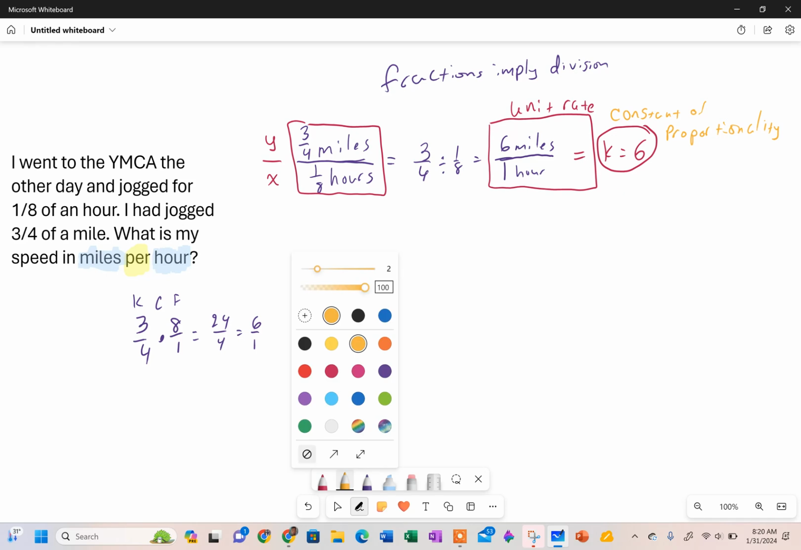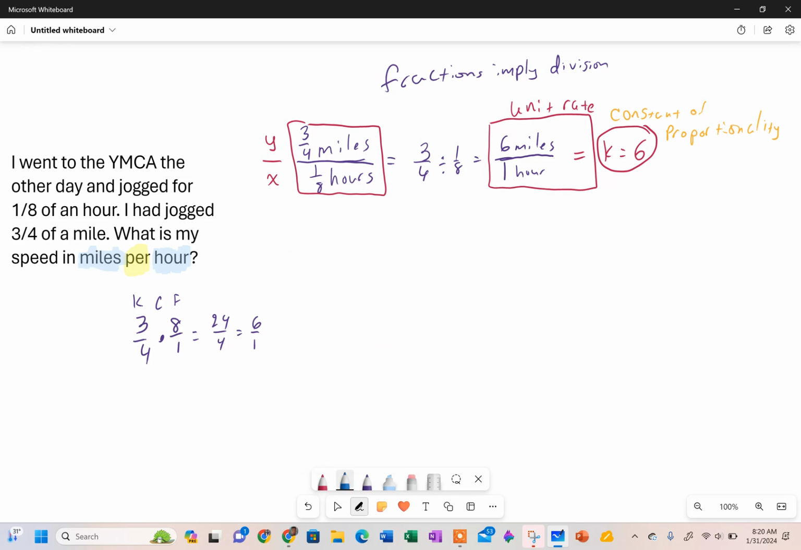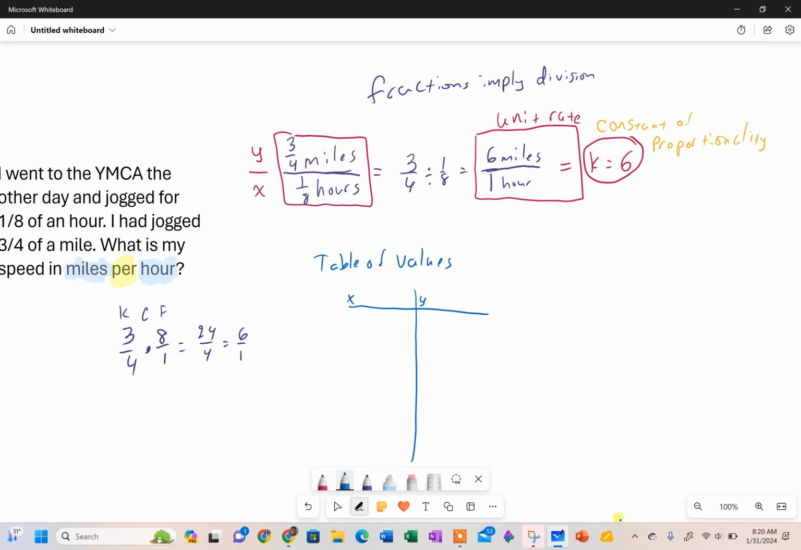So now I'm going to make a table of values. Table of values. And I'm going to show you something that's kind of neat in a moment. So let's see. We know that the first value is always our x value, and the second value is going to be our y value. But our x was time in hours. All right, so this is our hours. And this was our distance in miles. So really, I have an h and I have an m.